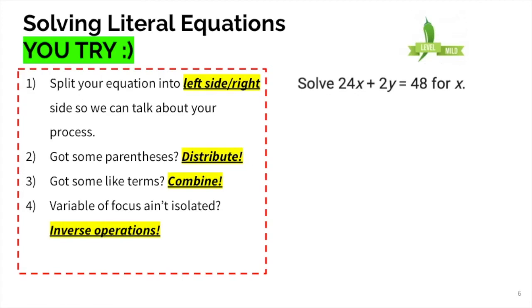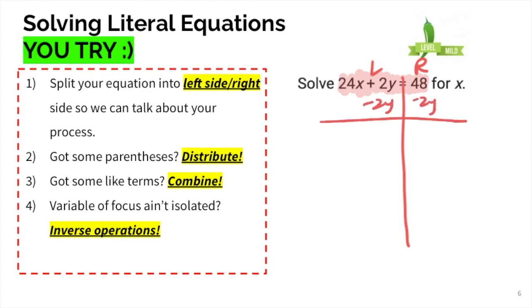Okay, so like I said before, this is still a level mild, right? So this is a first level difficulty kind of problem. I'm going to split this up into left-hand side, right-hand side, and I want to figure out which term has my variable of focus, x, in it. Right, my variable of focus is right over here with this 24x. So I'm going to get rid of everything else on the left-hand side that doesn't have an x. So I'm going to get rid of this minus 2y. Right, and so when I do that, I get 24x equals 48 minus 2y.